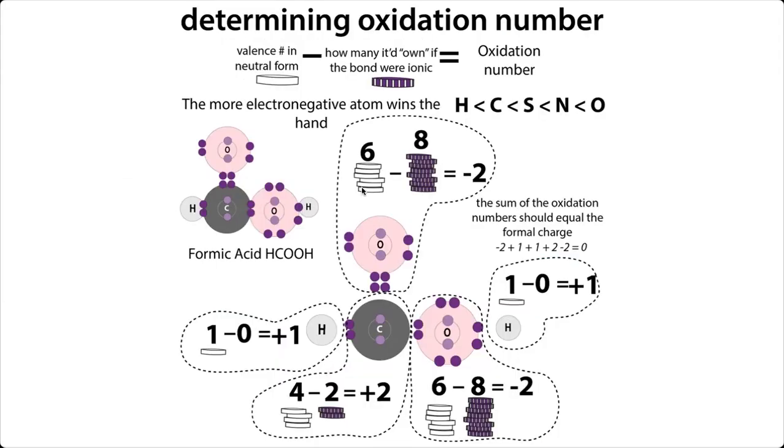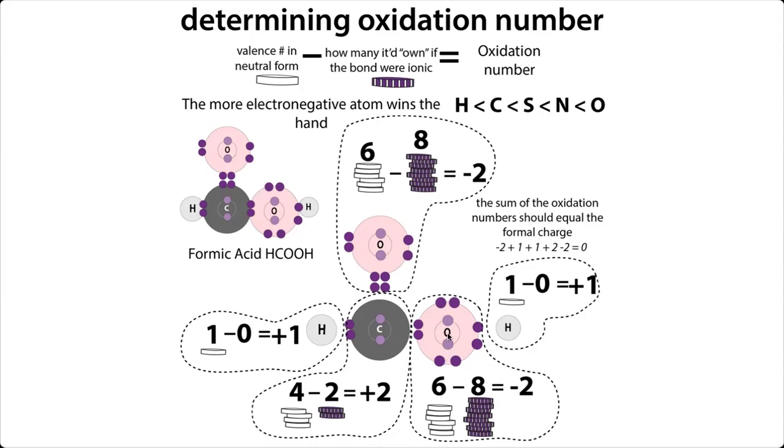In this example, we have formic acid. If we think about this central carbon, in its neutral form it would have 4 electrons because it's got 4 protons. We're going to take them split by split. The carbon is going to lose to both of those oxygens, but it's going to win from the hydrogen. And the oxygen is going to win from everything. So the carbon had 4, 4 minus 2 which it now has, so we're going to have a +2 charge. The oxygen had 6. Now it's going to pick up another 2 from this carbon, so it's got 8 total. 6 minus 8 is going to be -2.